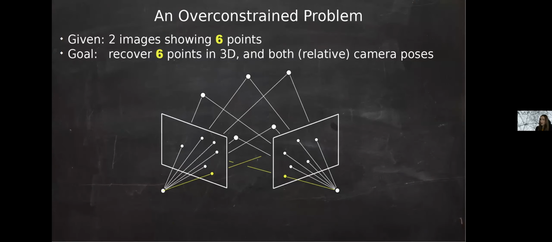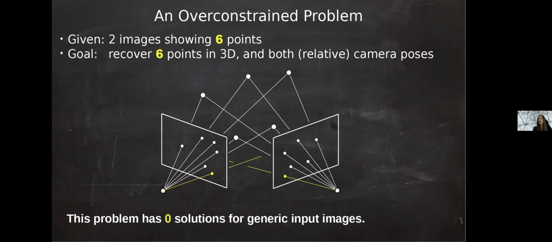Let me show you another example that is also not nice enough. The 6-point problem. Here we have given 6 points in 2 images and we want to recover them in 3-space. However, if I have 2 pictures that both show 6 random points and I try to solve the reconstruction problem, I will not find any solution at all, which is clearly bad.